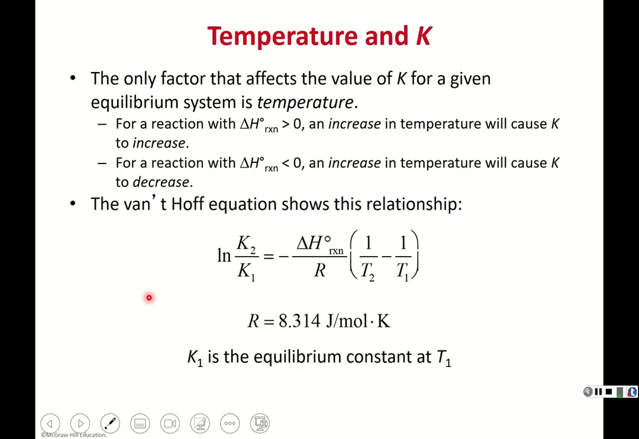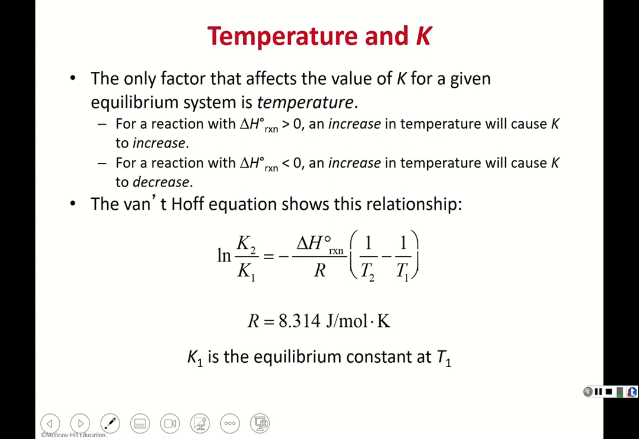Right? The only factor that affects the value of the equilibrium constant, or K, for a given system is temperature. So for a reaction with a positive delta H, an endothermic reaction, an increase in temperature will cause K to increase. And for a reaction with a negative delta H, an exothermic reaction, an increase in temperature will cause K to decrease.